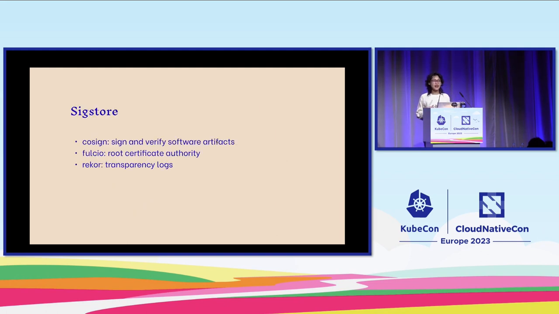So Sigstore is comprised of three main components. The first one is cosign, which helps you sign and verify software artifacts. Then you've got Fulcio, which provides ephemeral certificates, and then you've got Rekor, which is a transparency log. For the most part, we'll talk about the public instance of Rekor.